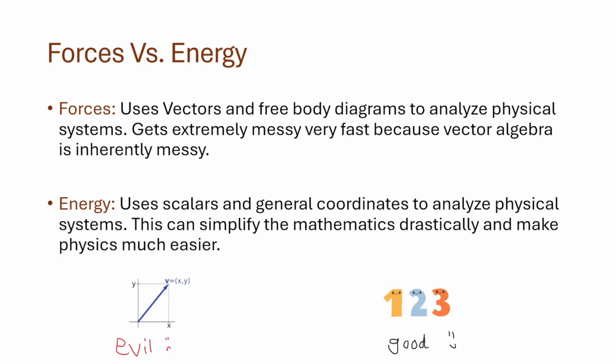Later, physicists such as Maupertuis, Euler, and Lagrange worked toward creating Lagrangian mechanics, which uses energy, which is a scalar, instead of forces. Scalars are better to use because they are inherently less messy than vectors. You don't have multiple coordinates you need to use, and you can use something called generalized coordinates, which make analyzing physical systems a lot less complicated. So basically, moral of the story is vectors are evil and scalars are good.